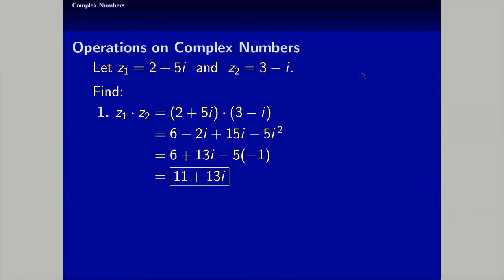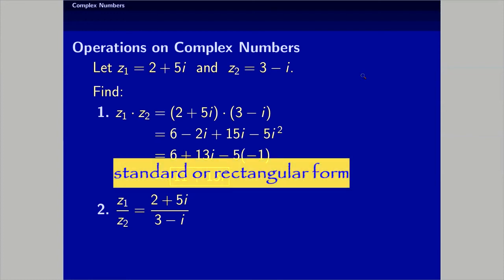Okay, let's now have division. Let's find the quotient of these two complex numbers. Let's find z1 divided by z2. So, let's have 2 plus 5i divided by 3 minus I. Our goal here is to be able to write our final answer in a plus bi form. The a plus bi form is called the standard form of a complex number, or the rectangular form of a complex number.